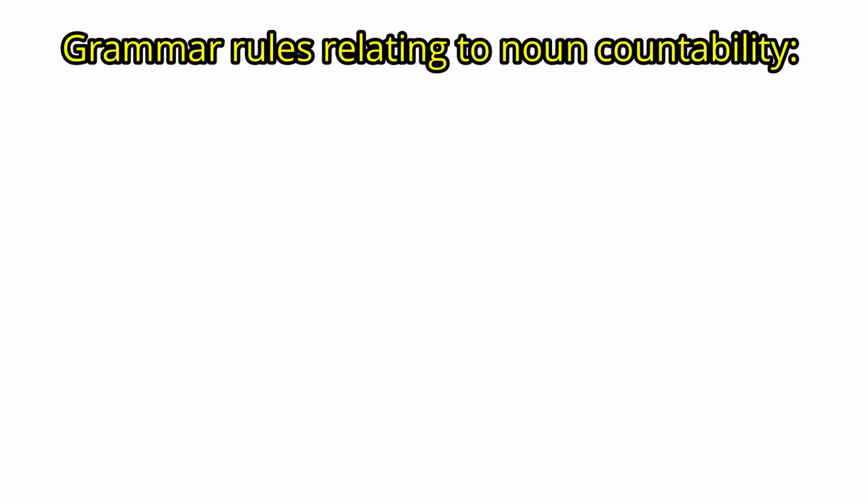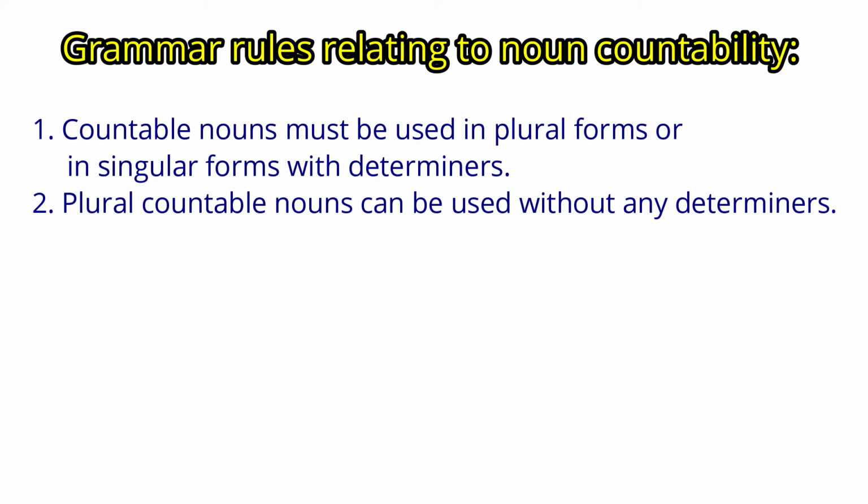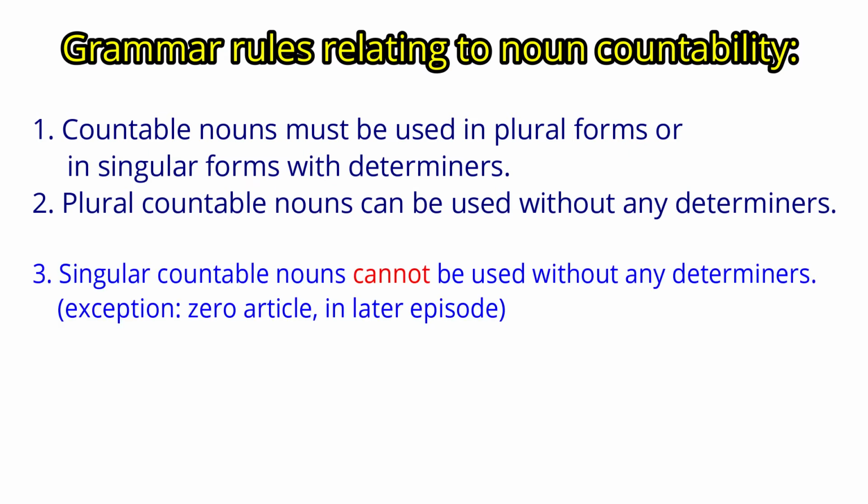Grammar rules relating to noun countability. Countable nouns must be used as plural forms or singular forms with determiners. Countable nouns can never ever be used in the singular form without any determiners.